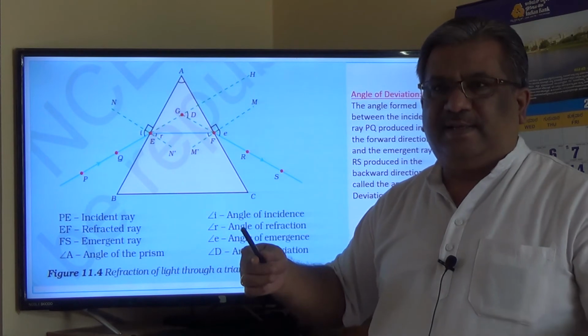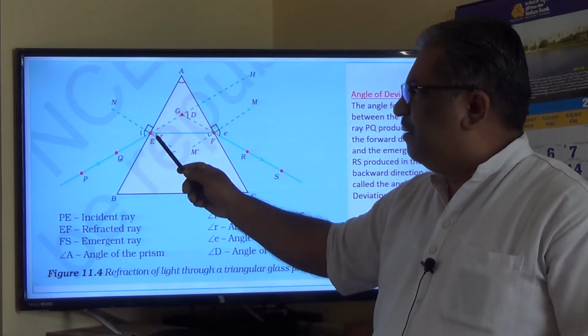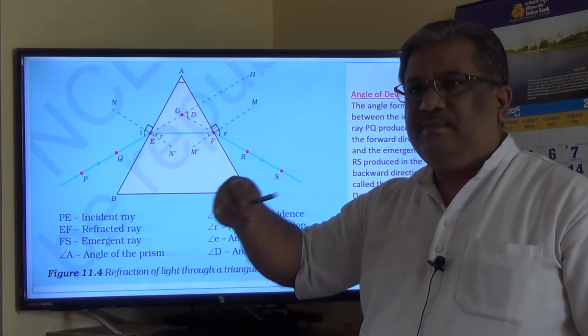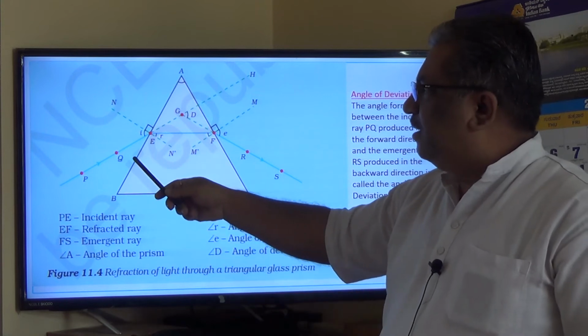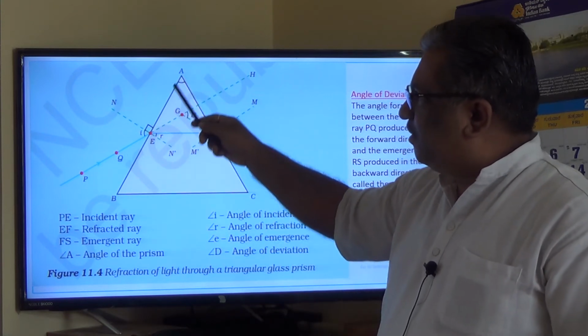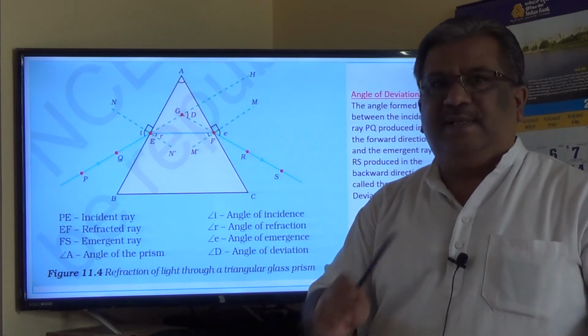those colored lines. Instead, if we take a single color, say for example, a red laser beam, and make it incident on this surface, then how is the refraction taking place? I just want to explain. Please listen very carefully.